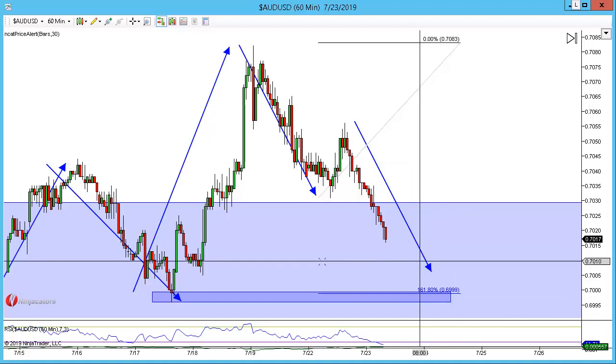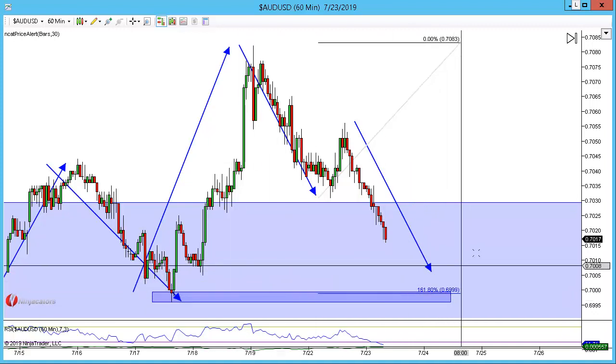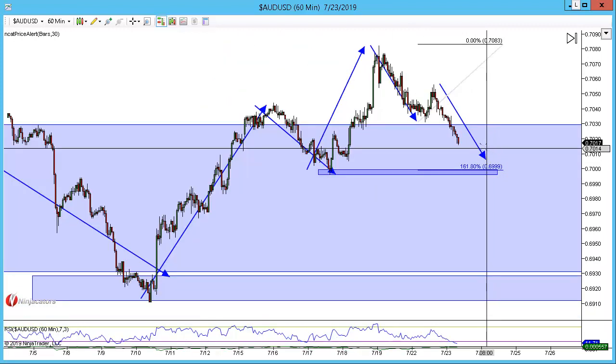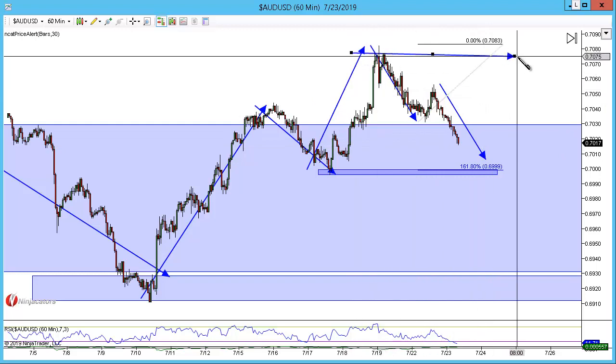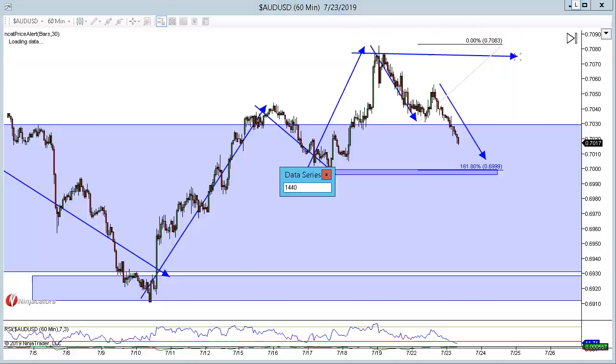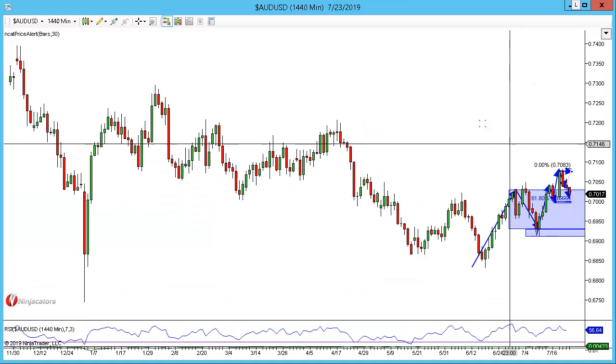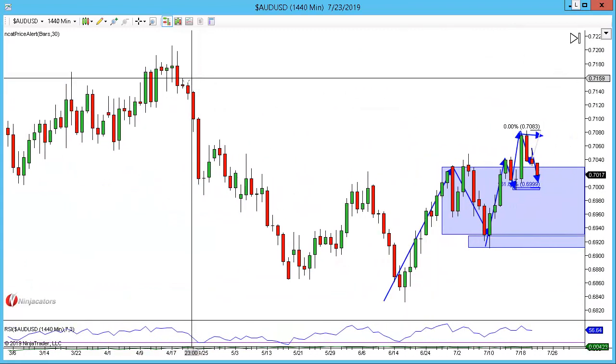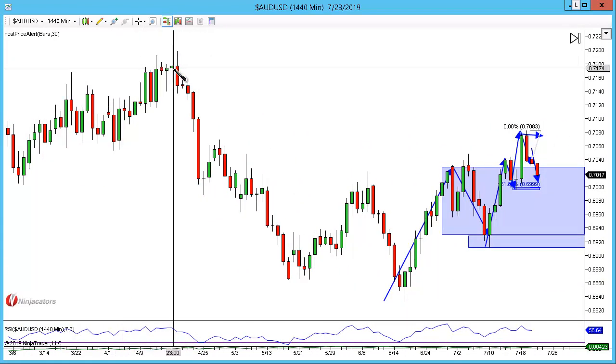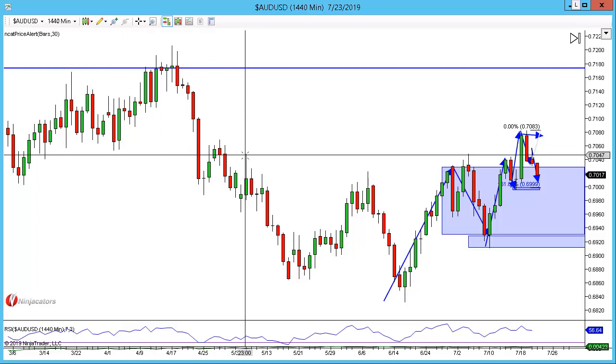Okay, so I'll be looking for entries around this area, and initial targets will be a retest of the highs here. And if I go back out to the dailies, I would be holding for second targets up at the next structure level, which is up at this point.